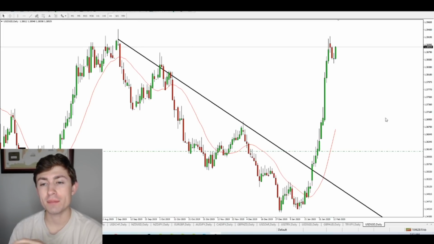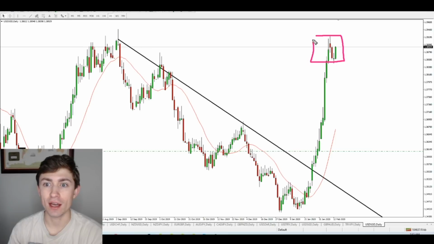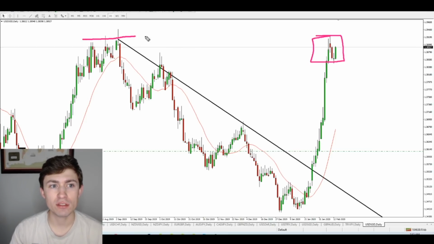Okay, traders, so a little update here on USD SGD. What you can see here is price has continued to move overall in our favor. We've actually halted here at the recent high. It's been a few days since I've done an update here, but what you can see is we came up to this recent high area.